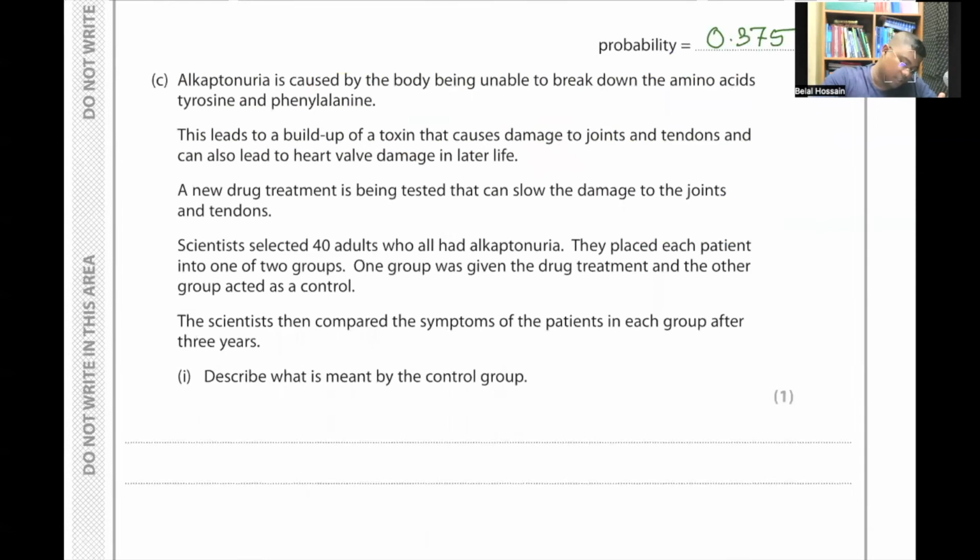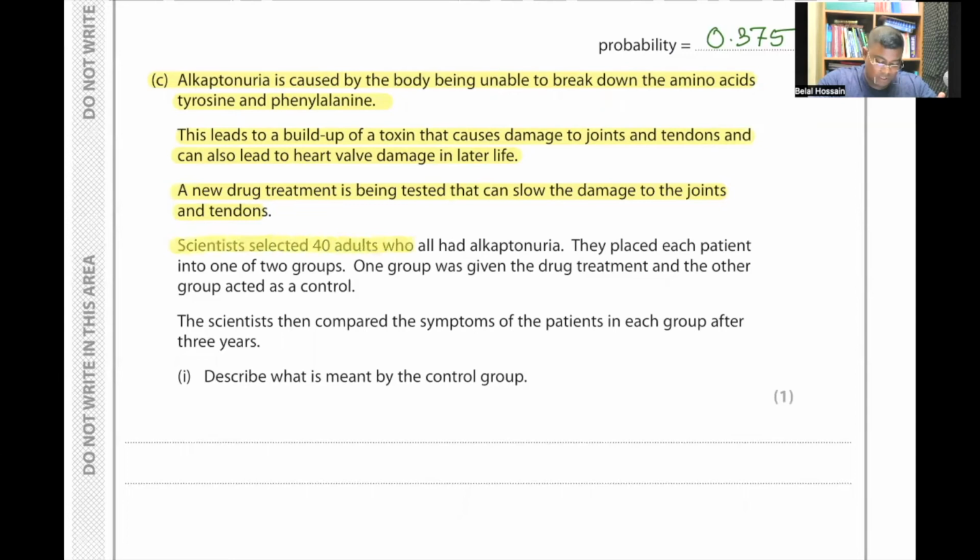Part C. Alkaptonuria is caused by the body being unable to break down the amino acids tyrosine and phenylalanine. This leads to a buildup of a toxin that causes damage to joints and tendons and can lead to heart valve damage in later life. A new drug treatment is being tested that can slow the damage to the joints and tendons.